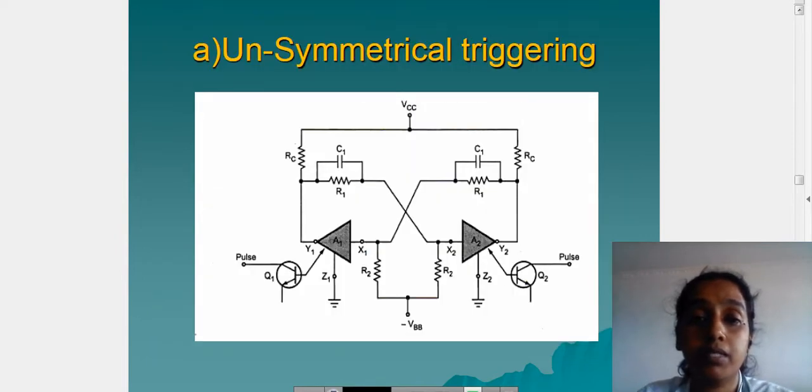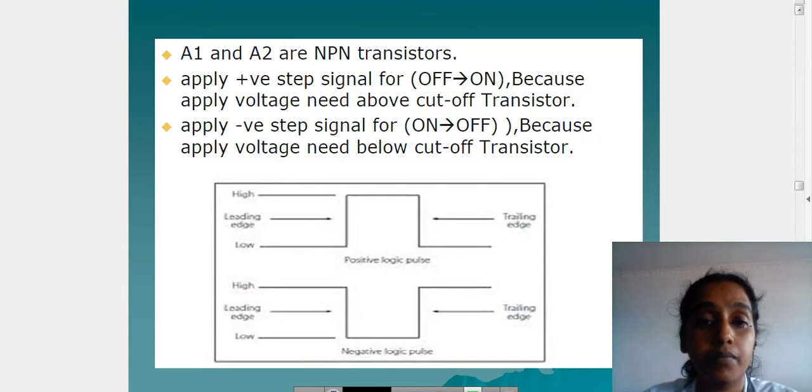So this is a simple circuit for unsymmetrical triggering. So we are going to give a trigger on both the sides. Consider both the transistors are NPN transistors. When we apply a positive step signal, the transistor moves to the on position. When we apply a negative step, the transistor moves from the on position to the off position, because the applied voltage needs to be below the cutoff of the transistor.